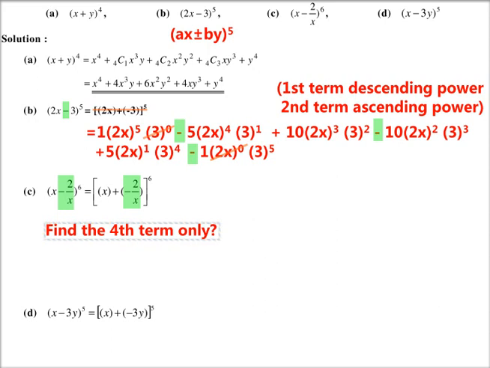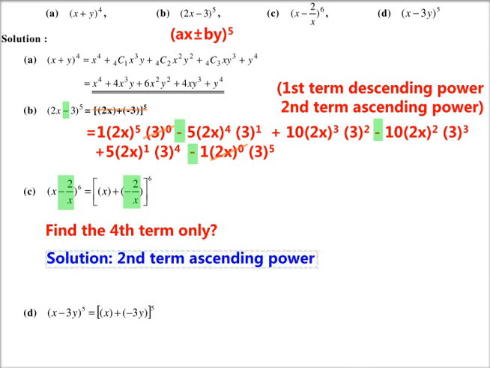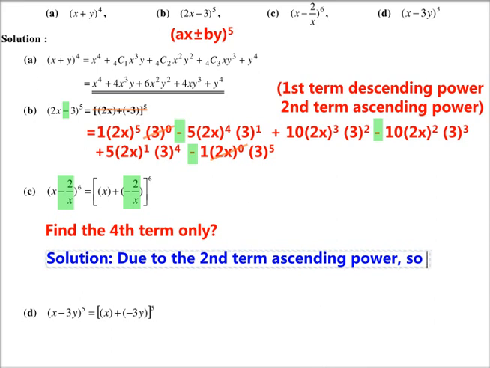Okay, for the second term, ascending order. Okay, so the fourth term is that. Think about this. Yeah. So for the solution, yeah, we think about this thing together. Yeah, because due to the second term starting with the ascending power. Okay, so yeah, when a fourth term, okay, because it's starting from 0.